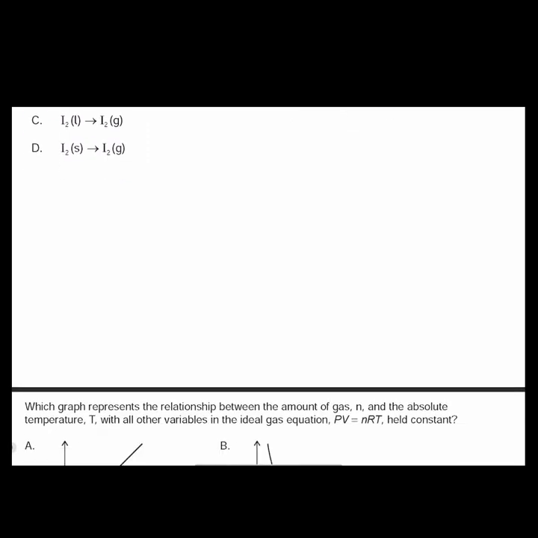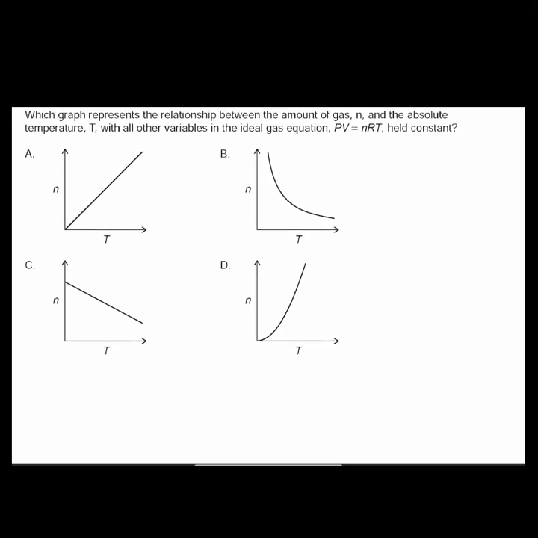So B is the correct answer here. Now which graph really represents the relationship between the amount of gas and the absolute temperature T with all the other variables in the ideal gas equation held constant? We'll just write the equation PV equals nRT. So we need the relationship between n and T. So n equals PV by RT.